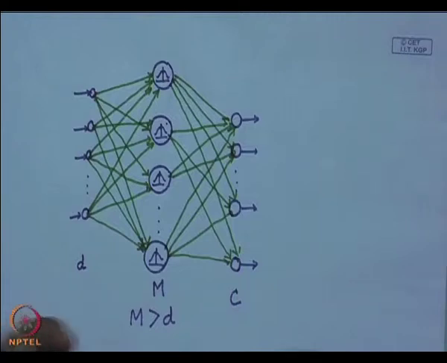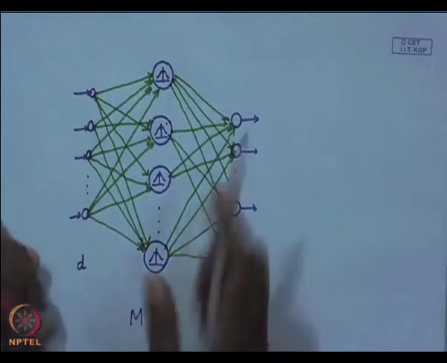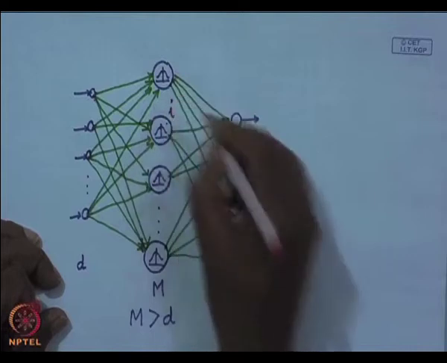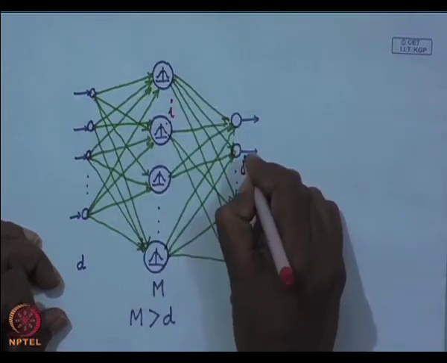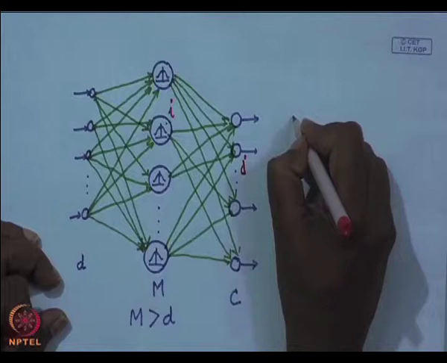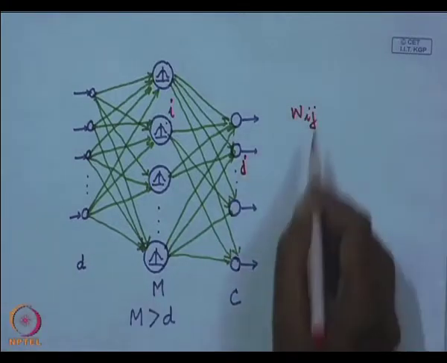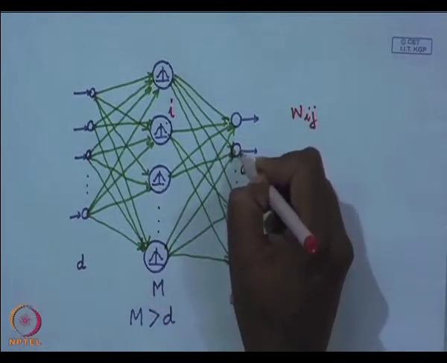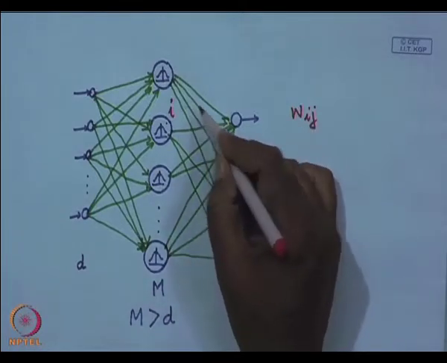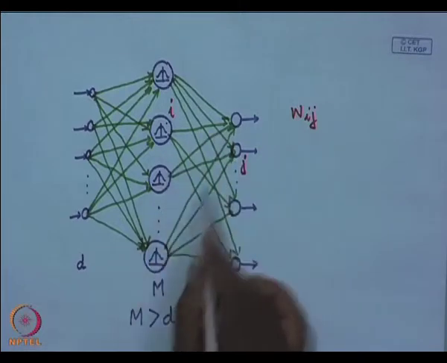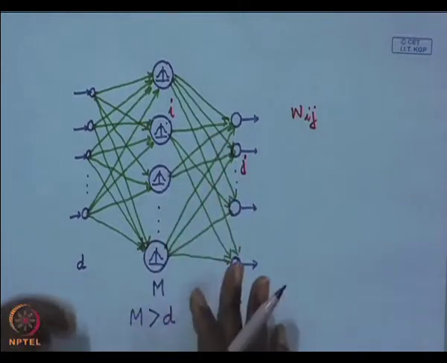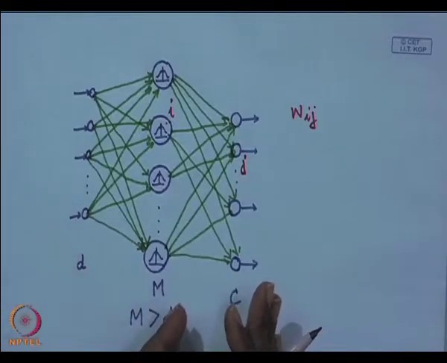Where we can say that every ith node in the hidden layer is connected to the jth node in the output layer through a connection weight which is equal to w_ij. So, because of this, every node in the output layer computes a linear combination of the outputs of the hidden layer, and based on the value of this linear combination, the output layer nodes decide to which class the input vector should be classified.